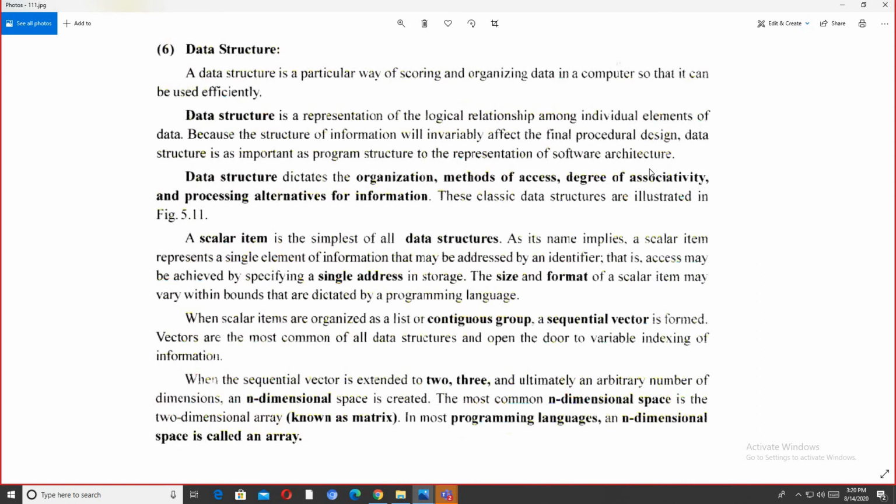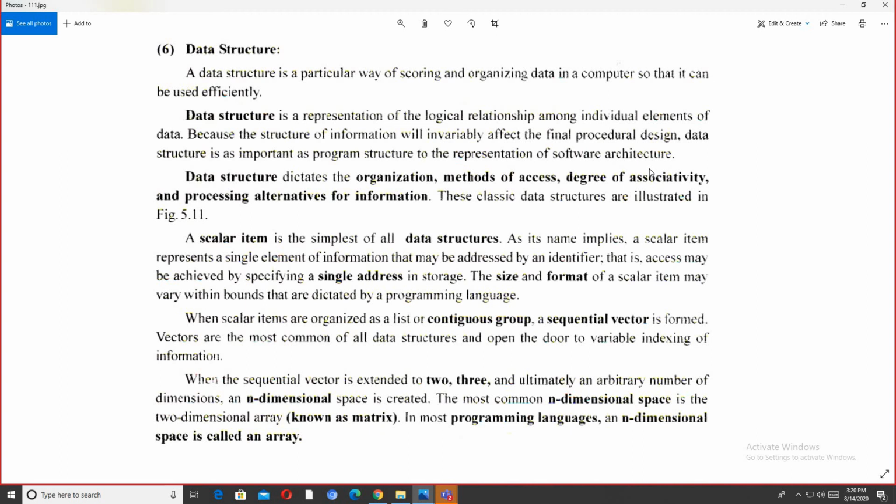A data structure is a particular way of storing and organizing data. For example, in the C language there are data types like integer, character, and float, because there are particular ways of storing and organizing data. A string is always stored as characters. If someone asks what a data structure is, you can say it is a particular way of storing and organizing data in a computer so that it can be used efficiently.